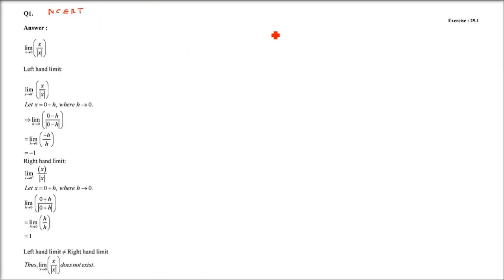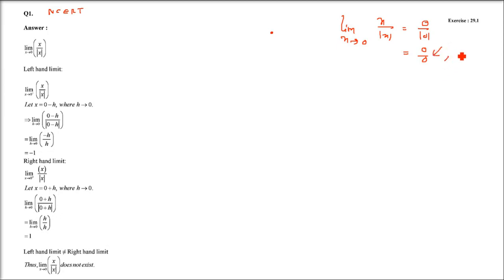Please remember that whenever we have x by mod x, it means limit x tends to 0 of x by mod x. If you put x as 0, what are you going to get? 0 by mod of 0. Mod of 0 will be 0. So you have 0 by 0, and that is the ideal case of indeterminacy. This is not defined ever.